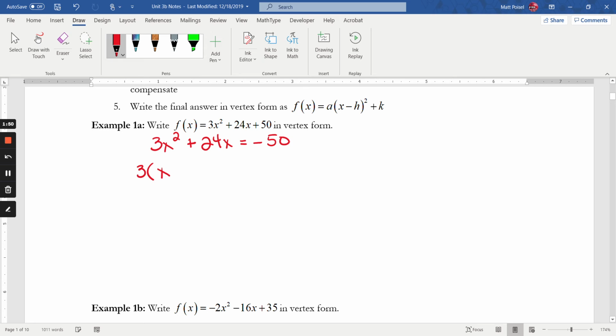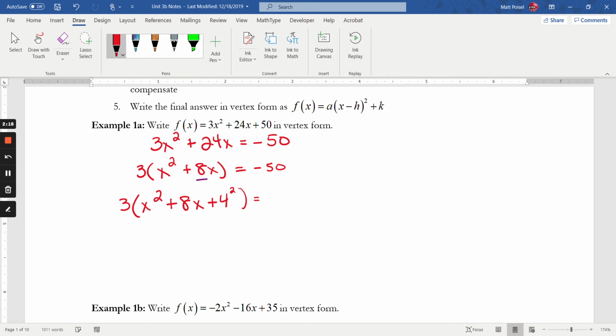We're going to factor out a GCF if there is one. In this case, there is. Now, we're only going to factor it on the left side. We can't do anything on the right. Then we're going to complete the square. So to complete the square, remember we look at that term in the middle, our b term. We take half of it, and we square it.